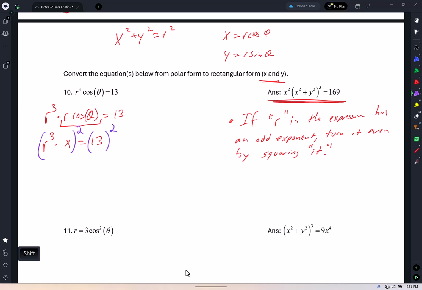You have to. So now here's what I have. I'm going to rewrite what I have. I have r to the 6 times x squared equals, what's 13 times 13? 169.